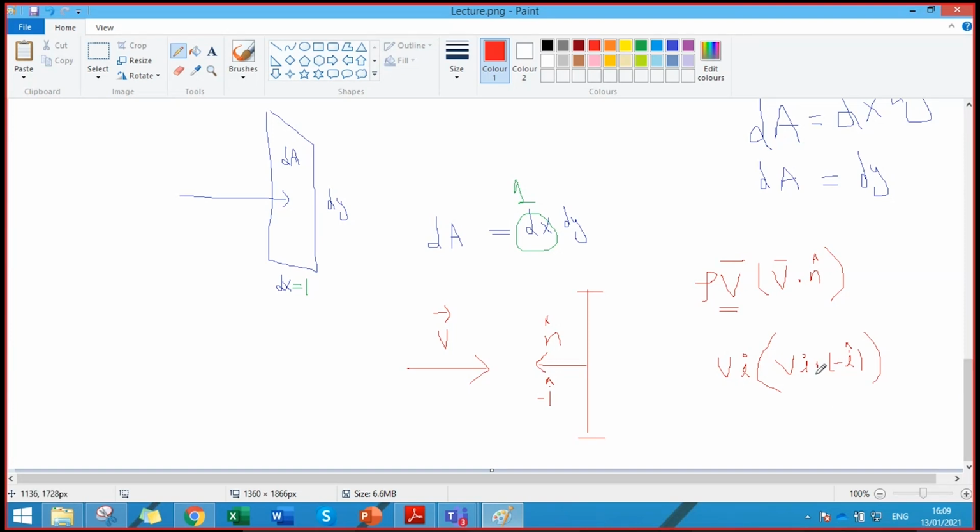Is it clear? Yes, sir. So I dot I would be 1, but there will be a negative outside, right? Minus V square into I. The result of this equation would be like this, right? Minus rho V square into I. So is that clear?